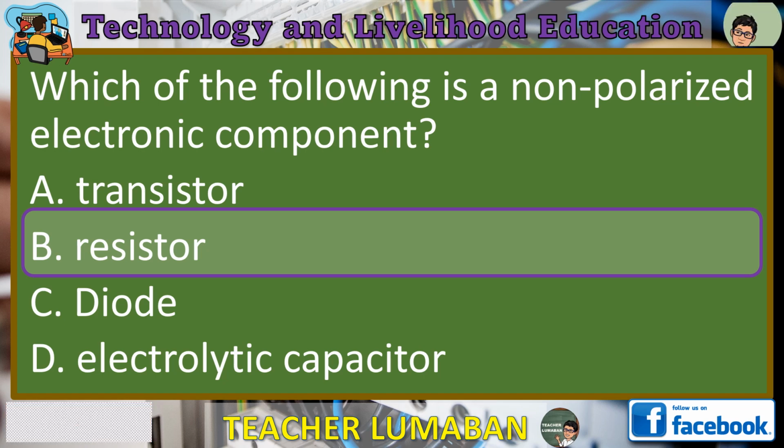A diode is also a polarized component because it has 2 terminals, an anode and a cathode, and it allows current to flow in one direction while blocking it in the reverse direction.